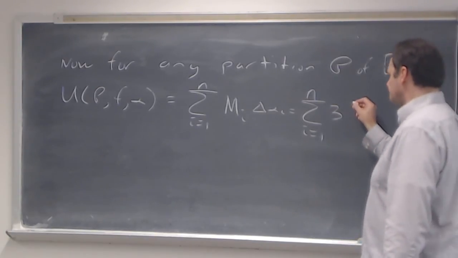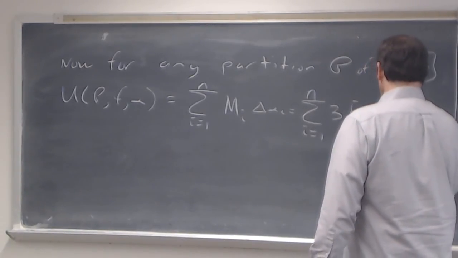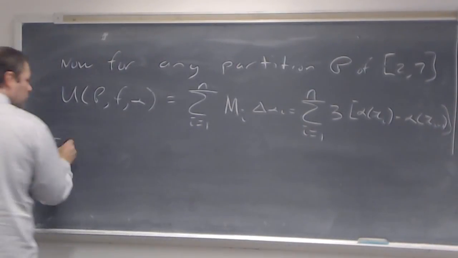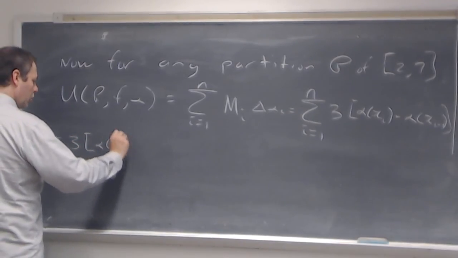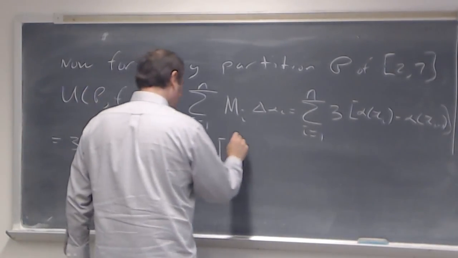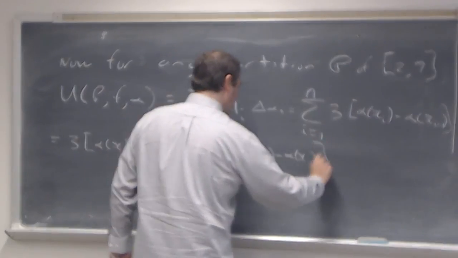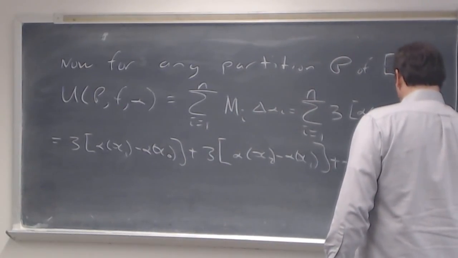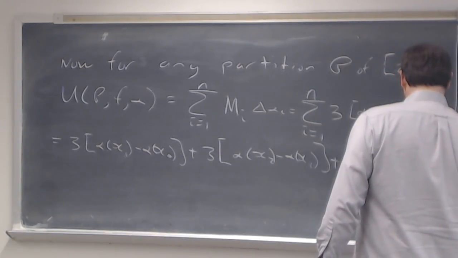And then the delta alpha sub i again is going to be alpha of x sub i minus alpha of x sub i minus 1. And that's going to be equal to 3 times alpha x sub 1 minus alpha x sub 0, plus 3 times alpha x sub 2 minus alpha x sub 1, plus, and we'll keep going all the way up to the last term, which is going to be 3 times alpha x sub n minus alpha x sub n minus 1.